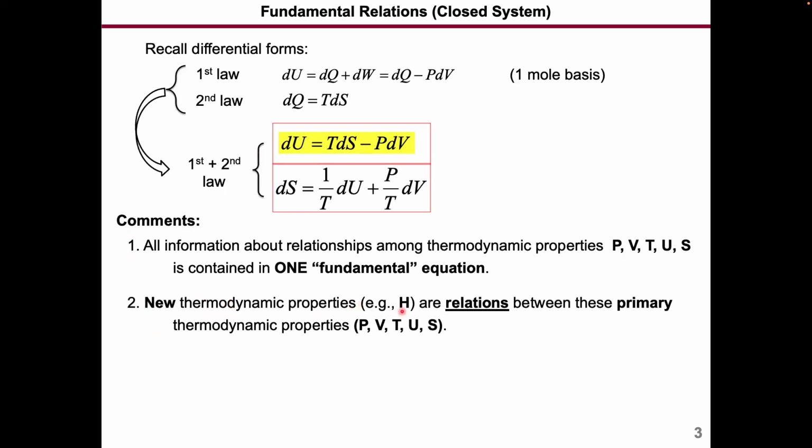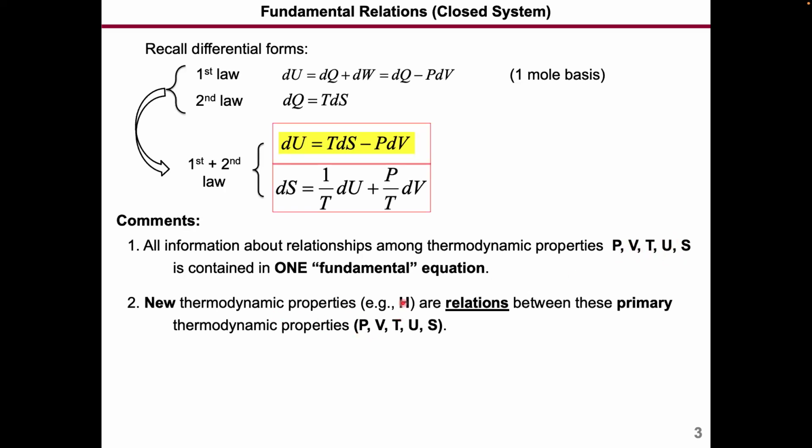And this enthalpy is a new thermodynamic property that we define. And basically, these new thermodynamic properties are just going to be a relation between these primary thermodynamic properties. So these five are the primary thermodynamic properties, right? H, remember, H is equal to U plus PV.